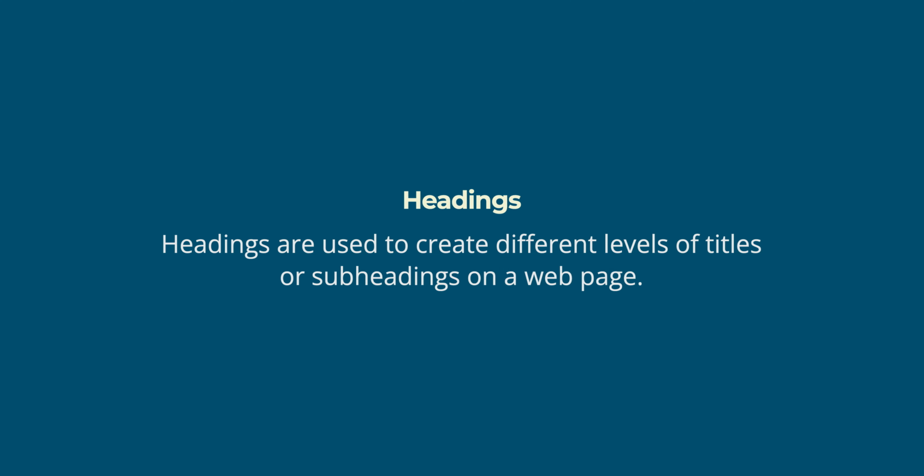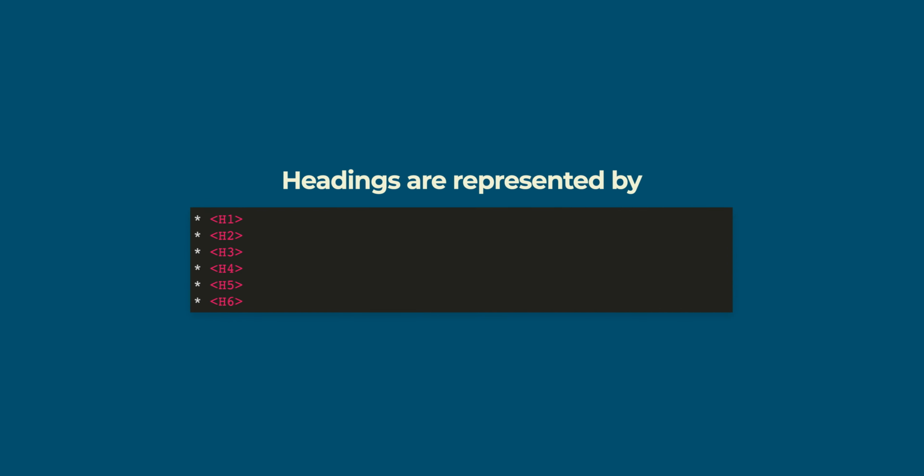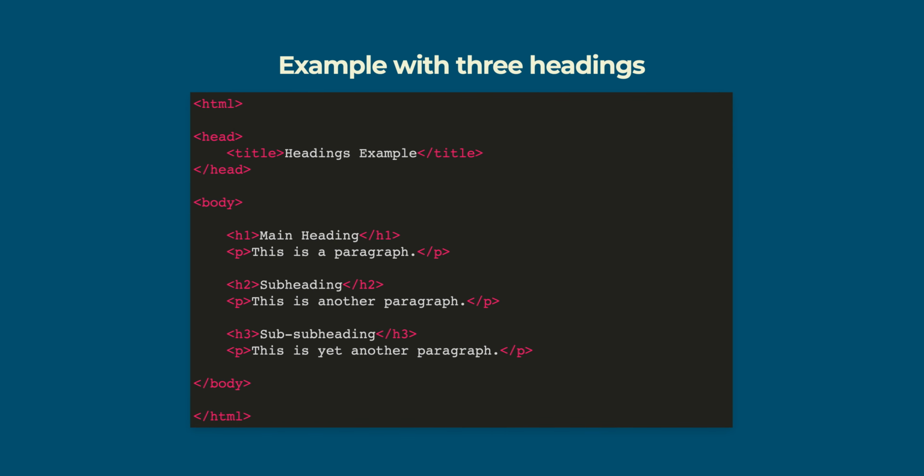In HTML, headings are used to create different levels of titles or subheadings on a web page. They are represented by H1, H2, H3, H4, H5 and H6 tags. The number in the tag represents the level of heading, with H1 being the highest level and H6 being the lowest. For example, the following code creates a web page with three headings.